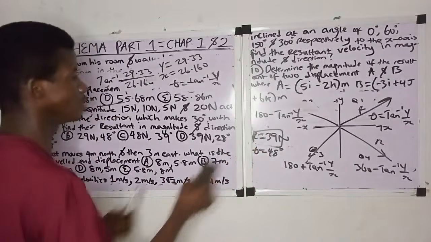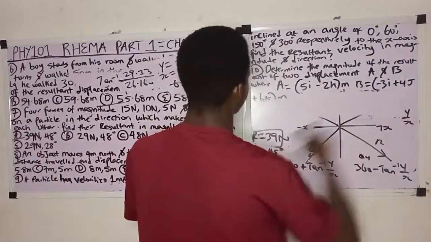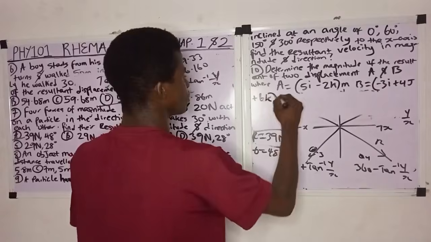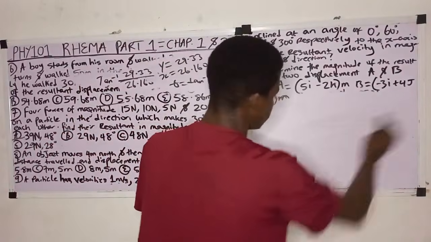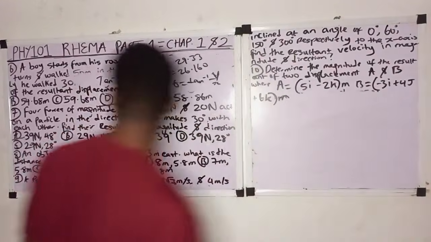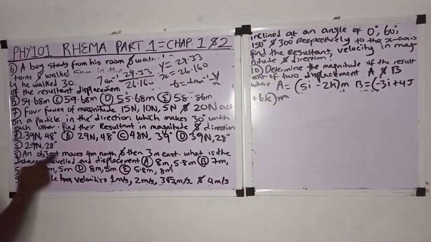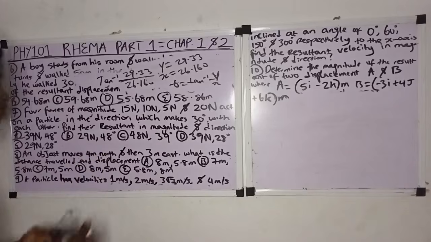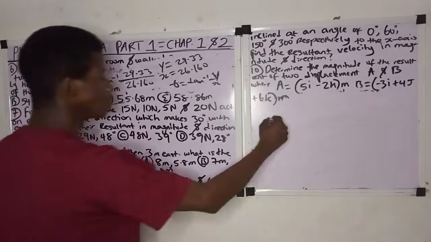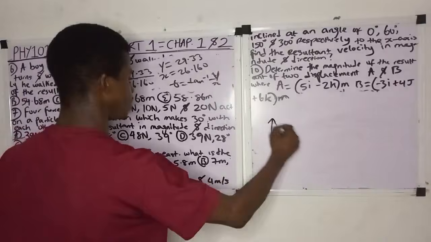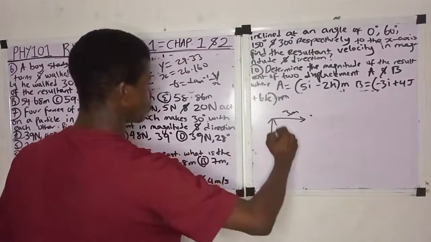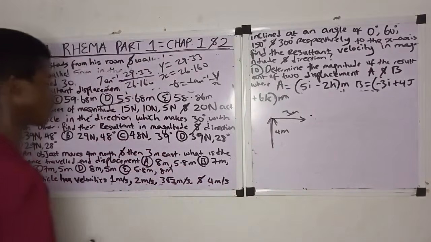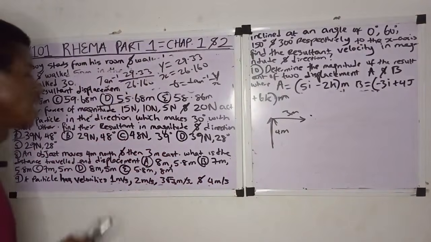Yes, now let's do the next question, which is question 8. Okay, so in question 8, this one is just easy. An object moves 4 meters north, then 3 meters east. This is north. They ask, what is the distance traveled and the displacement?